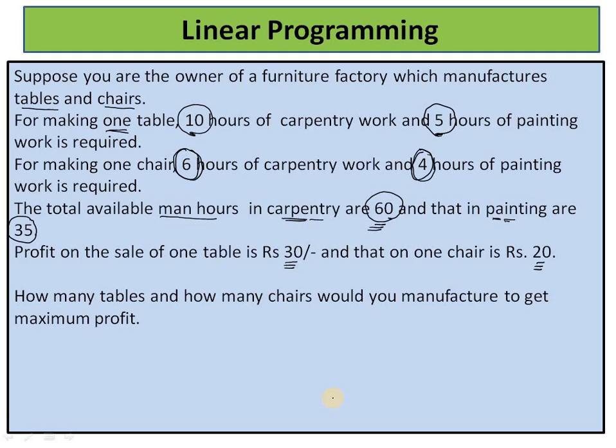Now somebody who doesn't know linear programming will say, don't make chairs, only make tables. That will give you more profit. No. That is not the answer. That is the answer of a person who doesn't know anything about linear programming and mathematics. Because table making takes 10 hours and 5 hours, chair making takes 6 hours and 4 hours. Then somebody will say, don't make tables, make only chairs. That is also not correct. That will also not maximize your profit.